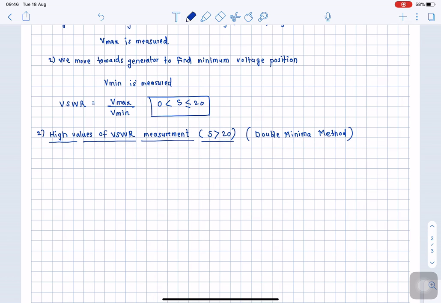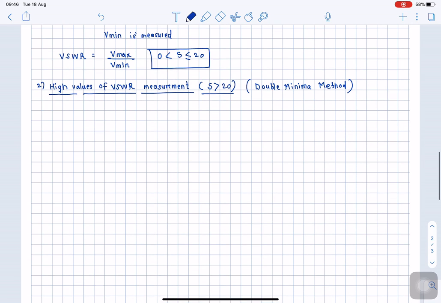Now what is this double minima method? I will first draw a diagram and then explain. On the x-axis, x indicates the distance where we get the minimum or maximum voltage as we travel along the slotted section, and the voltage obtained along x is plotted on the vertical axis. The voltage minimum is observed over the slotted waveguide section at a certain distance, x minimum.